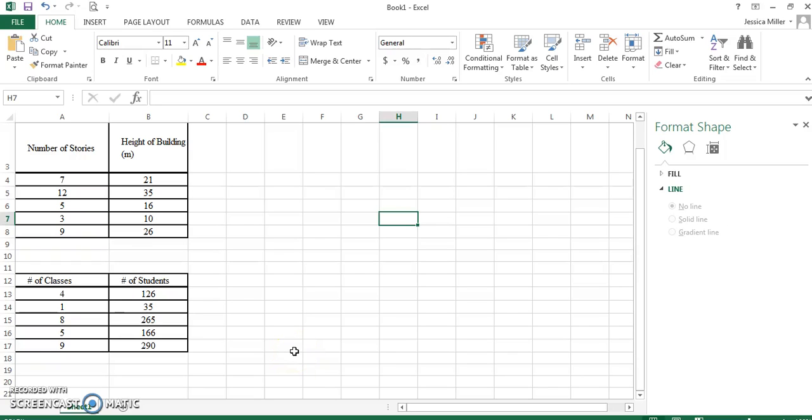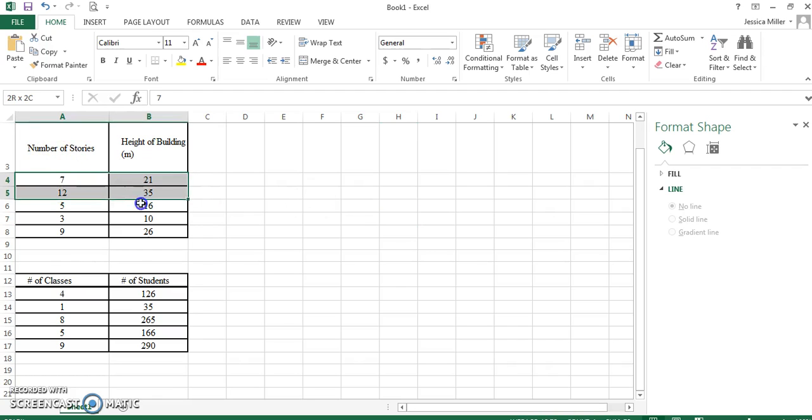Hey guys, it's Miss Miller and I want to show you how to graph in Excel, and I'm going to do one of your data sets to show you how to find the relationship between two variables. Here these first two sets have already been typed in for you, so I'm just going to show you how to create the chart in Excel.